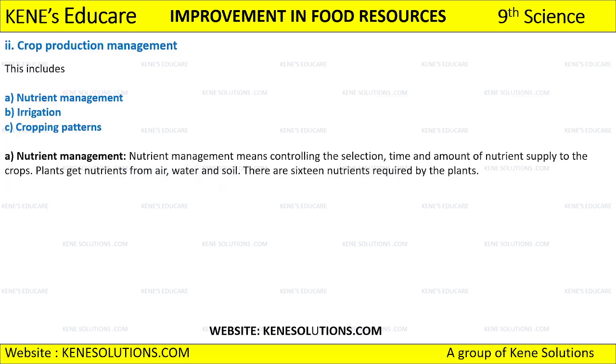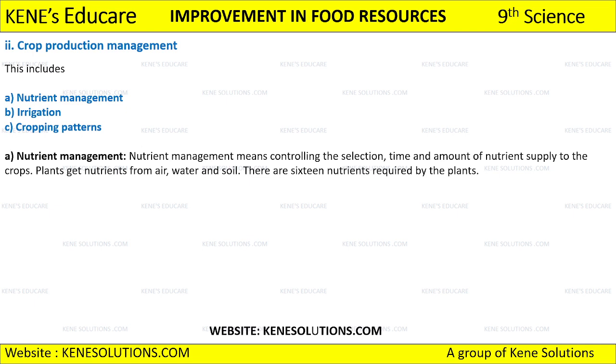After this, we discussed crop production management. Under this, we had nutrient management, then irrigation, and lastly, cropping pattern. Nutrient management will include controlling the selection, time and amount of nutrients applied to the crop, because we know that plants get their nutrients from air, water and soil. And always remember that there are 16 nutrients required by the plant, and they are fulfilled through air, water and soil.